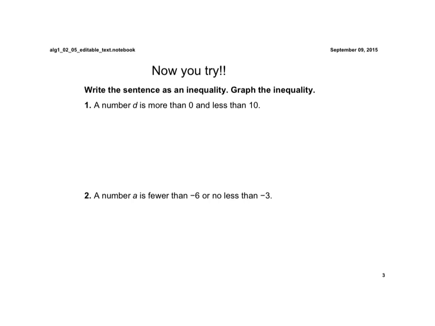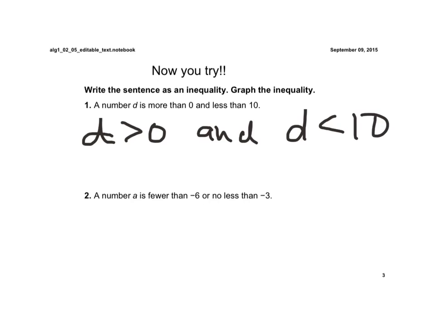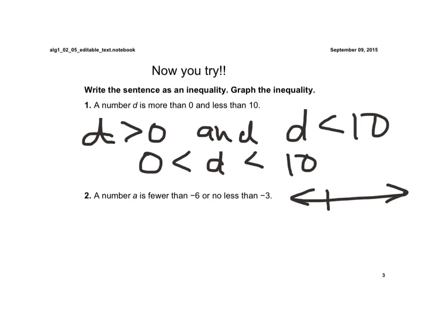Alright, a number D is more than 0 and the number D is less than 10. So if we rewrite it, D must be between 0 and 10. It's less than 10, but it's greater than 0. So notice how the big mouth is open towards the D here. And if we were to graph this, we just go from 0 to 10, open on both, and shade it in between.